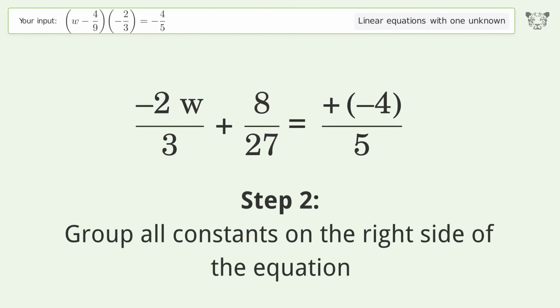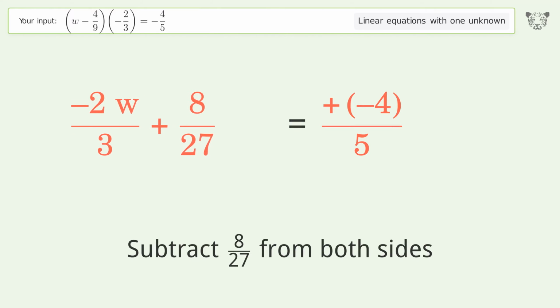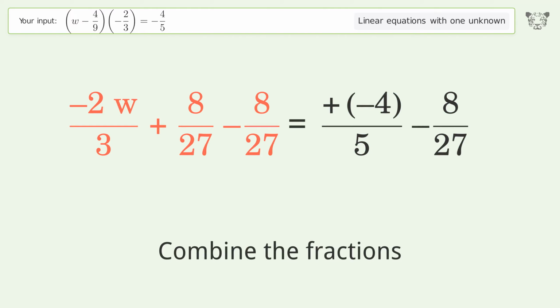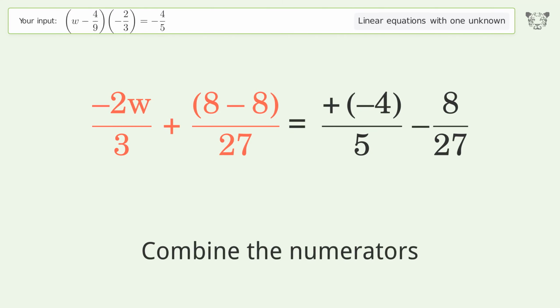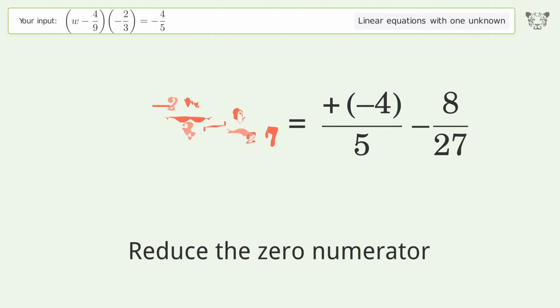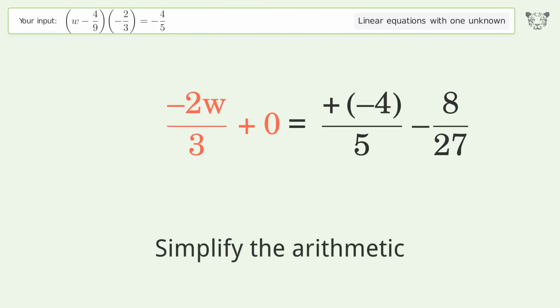Group all constants on the right side of the equation. Subtract 8/27 from both sides. Combine the fractions. Combine the numerators. Reduce the zero numerator. Simplify the arithmetic.